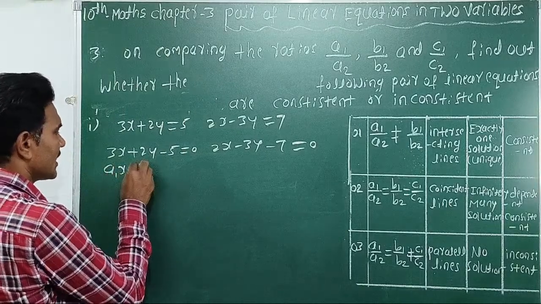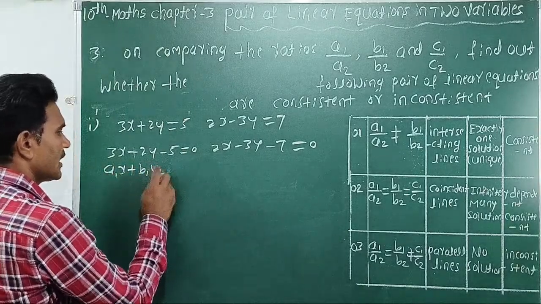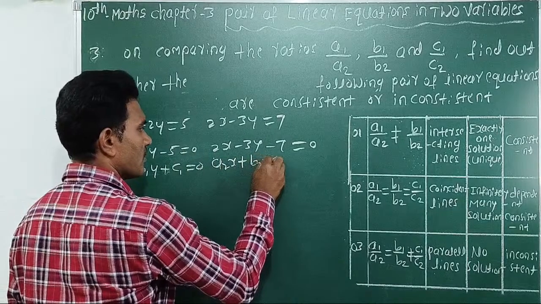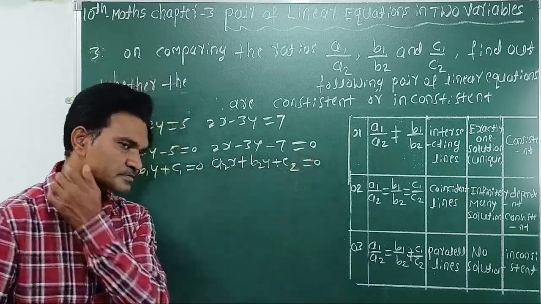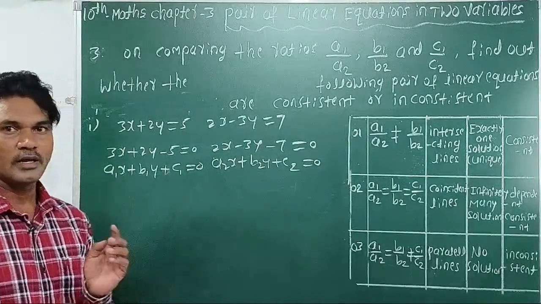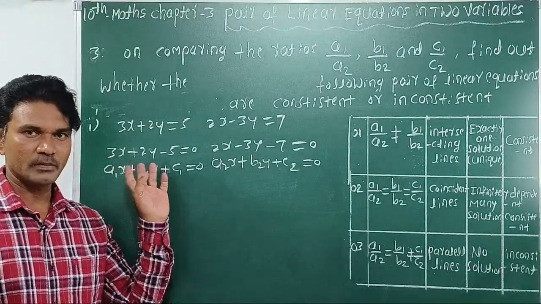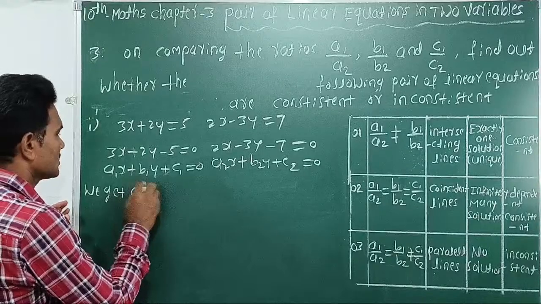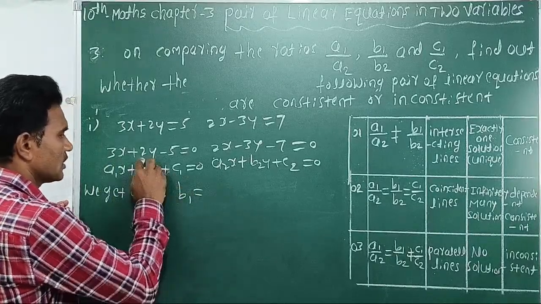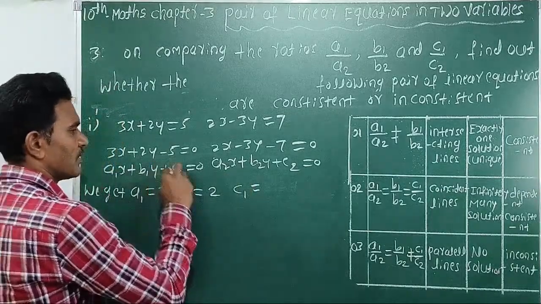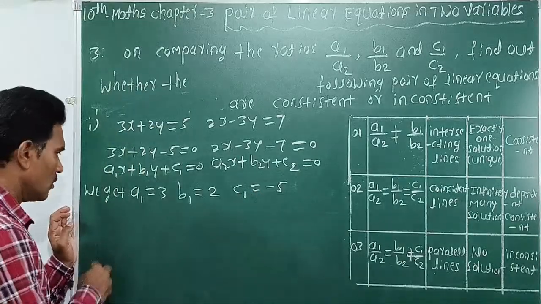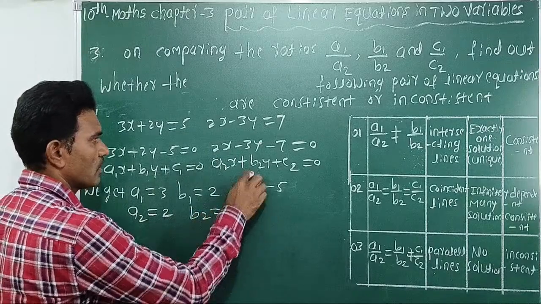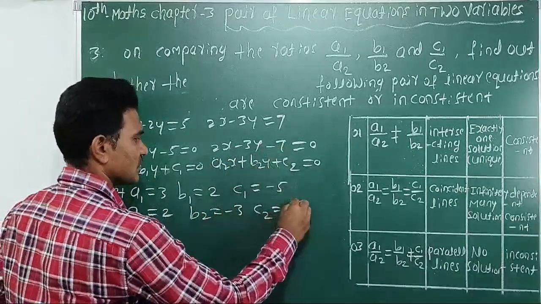Comparing with the standard form of linear equation, a2x plus b2y plus c2, on comparing with the standard form of pair of linear equations, we get a1 value is 3, b1 value is 2, c1 is minus 5. a2 is 2, b2 is minus 3, c2 is minus 7.